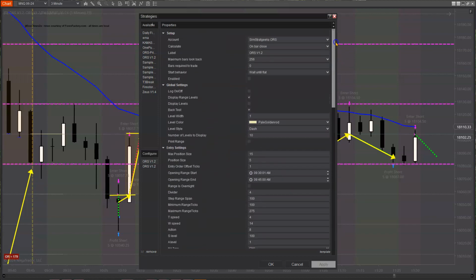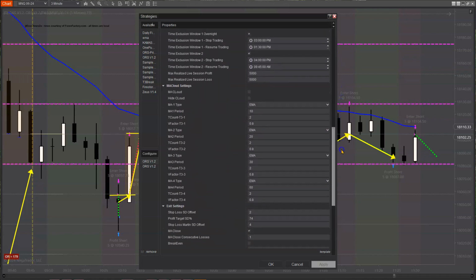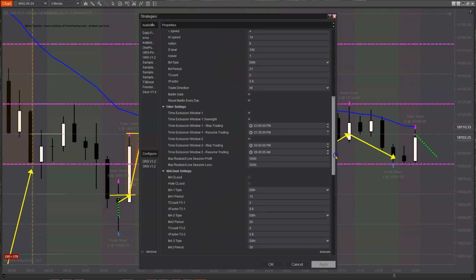Yeah, really cool stuff. And there's also this moving average cloud settings where you can set up 4 different moving averages and only go long if all 4 are crossed up or all 4 are crossed down. So that's a pretty hardcore filter here. And we're always working on more stuff to add.